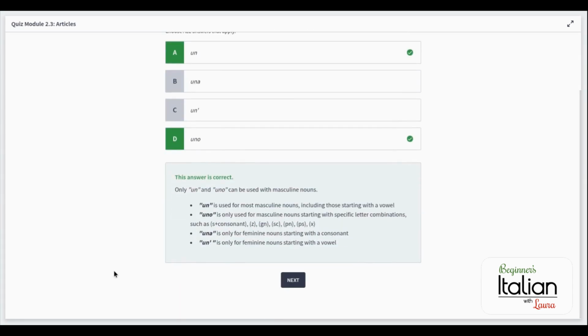Okay, the correct answers are A, un, and D, uno. Only un and uno can be used with masculine nouns. Un is used for most masculine nouns, including those starting with a vowel. Uno is only used for masculine nouns starting with specific letter combinations, such as S and a consonant, Z, GN, SC, PN, PS, and X. Una is only for feminine nouns starting with a consonant, and un' is only for feminine nouns starting with a vowel.